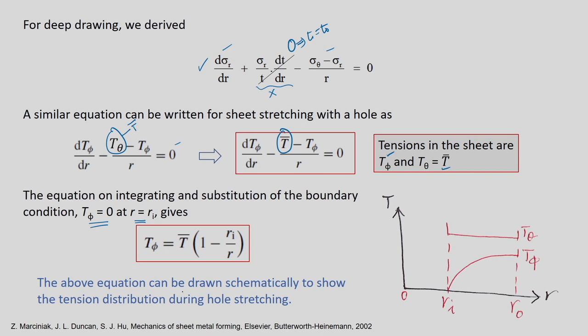The above equation can be drawn schematically to show tension distribution during hole stretching, which is what I have shown here. If you plot T versus r, you can see that T_r at r_i would be 0, that means at the hole edge, and it will increase and reach a point at r naught. And T theta would remain almost constant at one particular value. So, this is one way to analyze it.